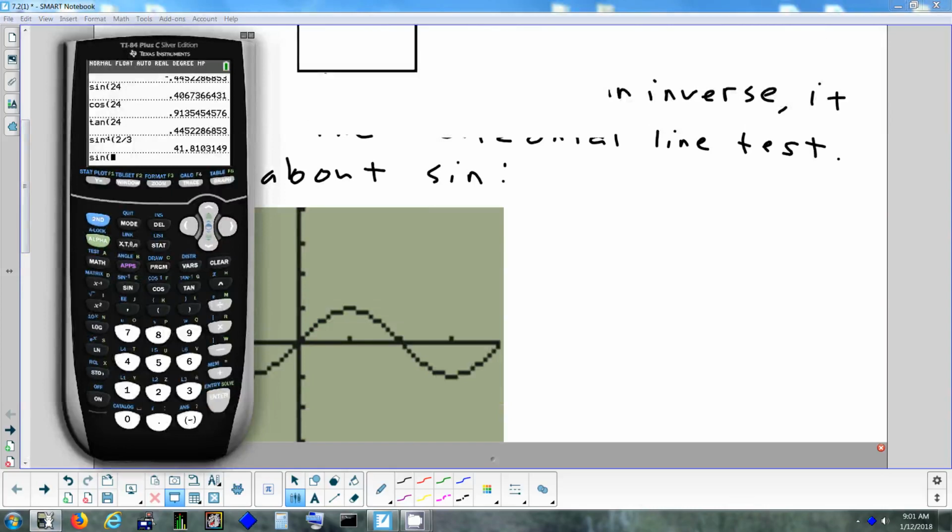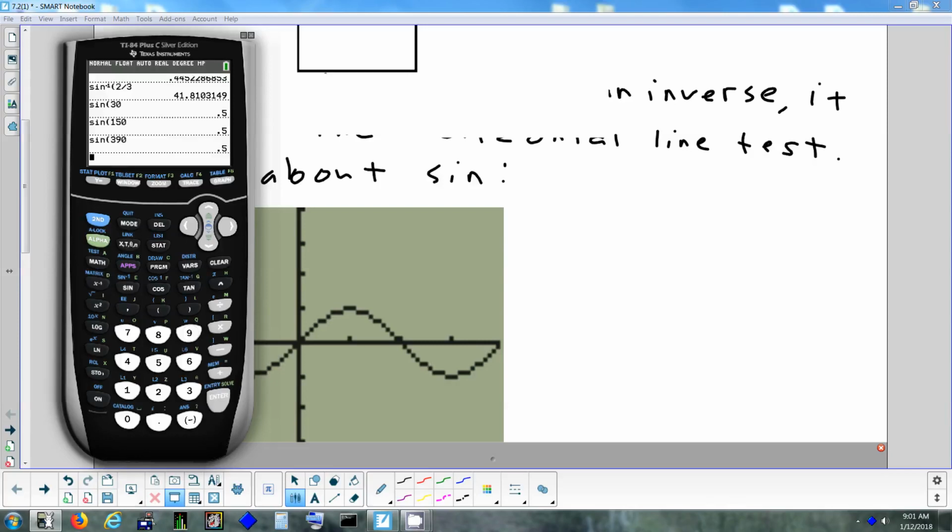If we take sine of 30, we get a half. Let's look at the sine of 150. A half. Let's look at the sine of 390.